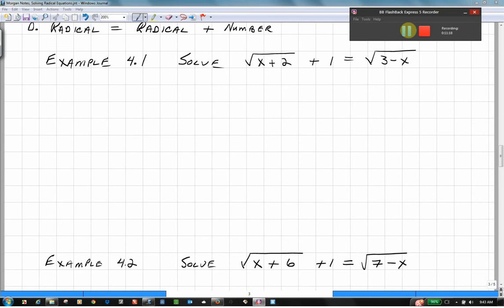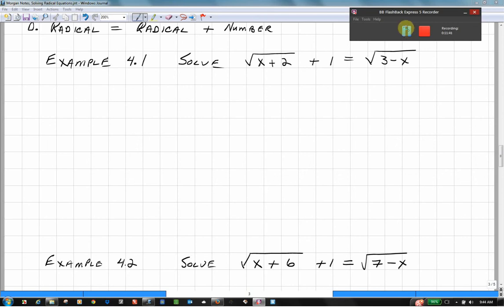Okay, let's go ahead and do this one. You're going to really enjoy this. The first thing I'm going to show you is, look, I have a radical on both sides. Now, that isn't what makes this hard. If I have a radical, let's say that this 1 wasn't there. Let's just forget about the 1.